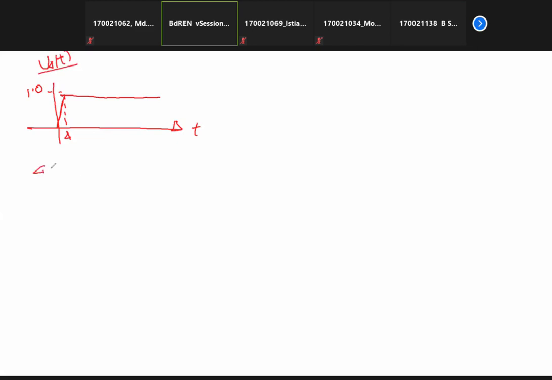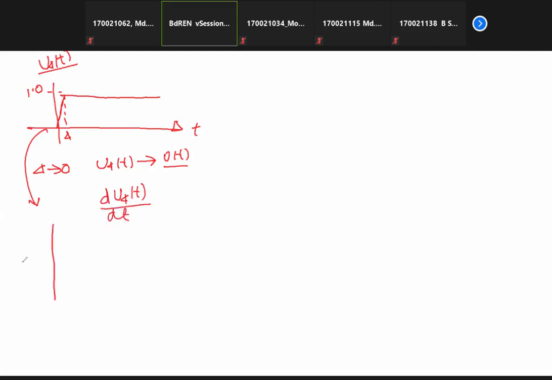When your delta tends to 0, then what will happen? U delta t will tend to what? U delta t will be tending to u t, isn't it? So, can you take the derivative now? If you want to take the derivative, d u delta t by dt, how will it look like?